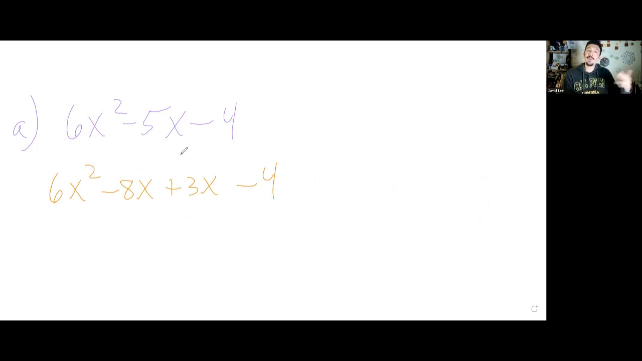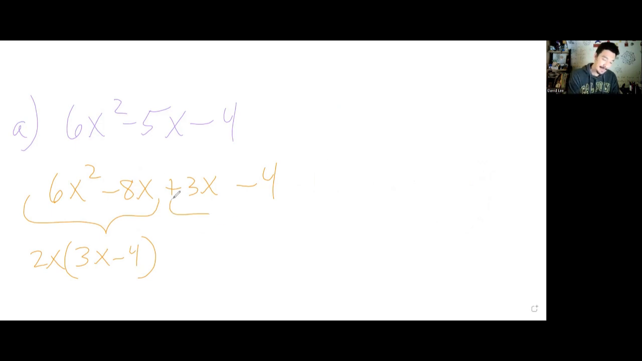But the benefit of doing what we did is now you have 4 terms. Now that you have 4 terms, do what you did a moment ago and you'll be done. Focus on the first 2 terms. What could I remove from the first 2 terms? It looks like a 2x, leaving you inside with 3x minus 4.